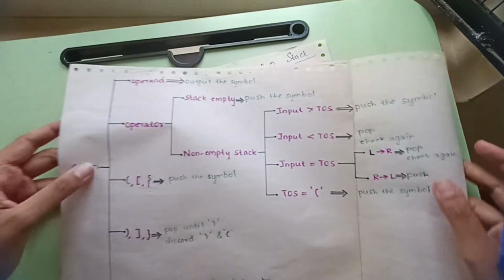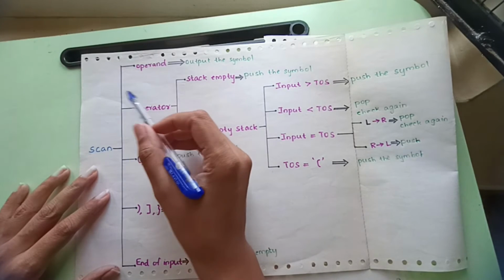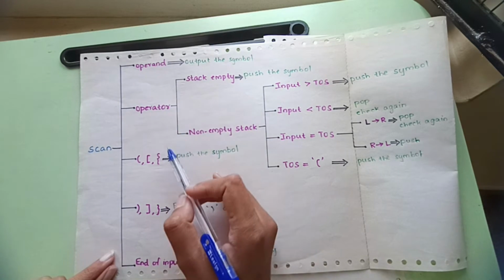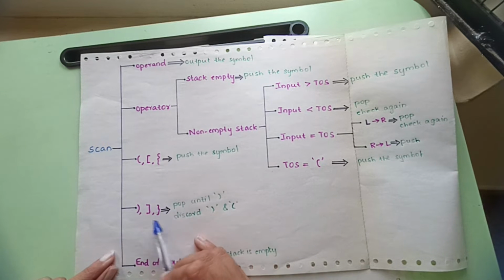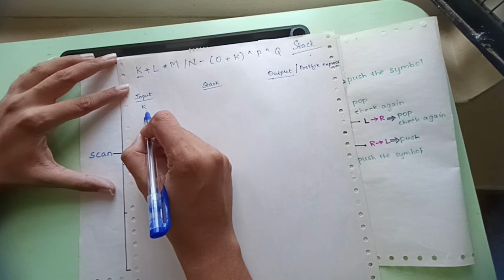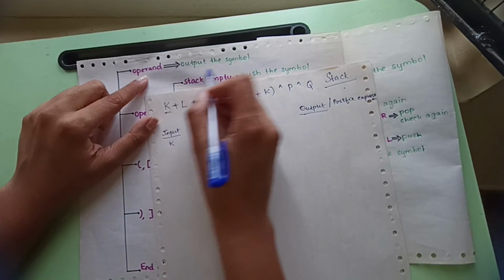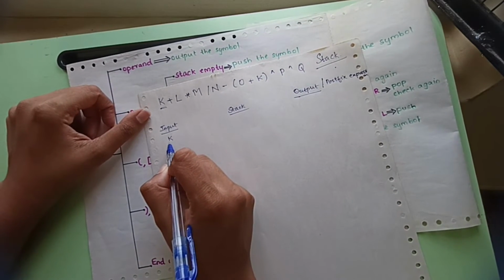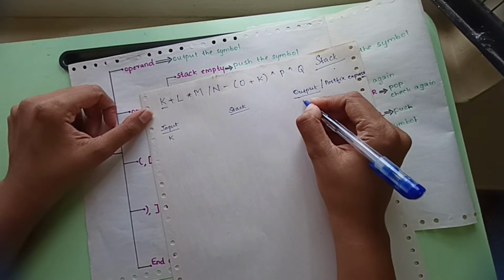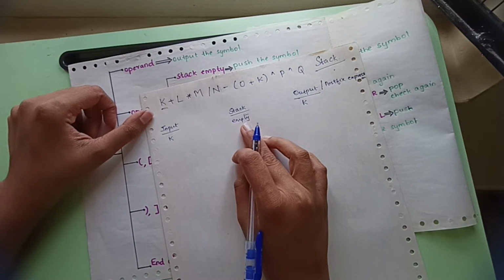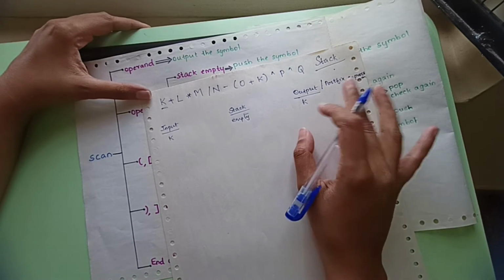What are the possible options we have? We have these many options. The red symbol could be operand, operator, or any of these, or end of input. So it is an operand. For an operand, output the symbol. That is what the rule says. So we simply output this K. The stack is empty, we don't have anything inside. So we will just output K.